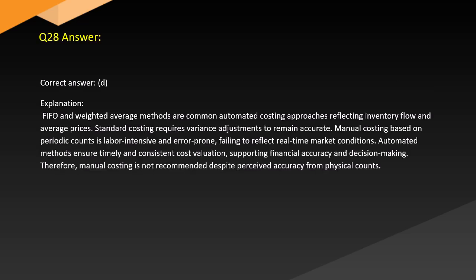Answer. Correct answer, D. Explanation. FIFO and weighted average methods are common automated costing approaches reflecting inventory flow and average prices. Standard costing requires variance adjustments to remain accurate. Manual costing based on periodic counts is labor-intensive and error-prone, failing to reflect real-time market conditions. Automated methods ensure timely and consistent cost valuation, supporting financial accuracy and decision-making. Therefore, manual costing is not recommended despite perceived accuracy from physical counts.